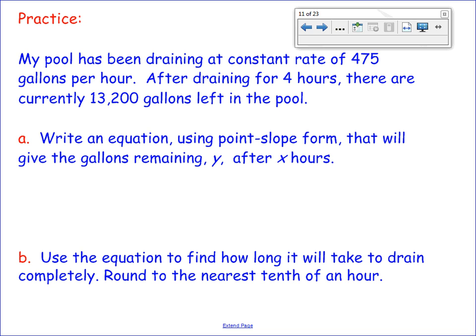Okay, so let's process that for a minute. Here, my pool is draining at a constant rate of 475 gallons per hour. We're going to let y be the number of gallons in the pool. We're going to let x be the number of hours it's been draining. And after 4 hours, there's 13,200 gallons left in the pool. Great. So we've got all the information we need. This is telling me a rate of change, which stands for my slope, and it's telling me a point that I know exists within the relationship.